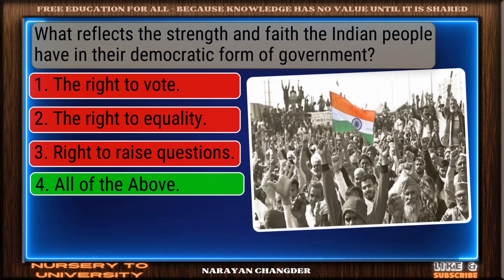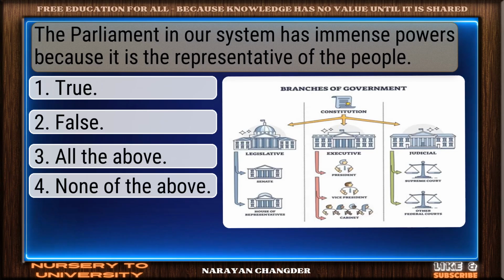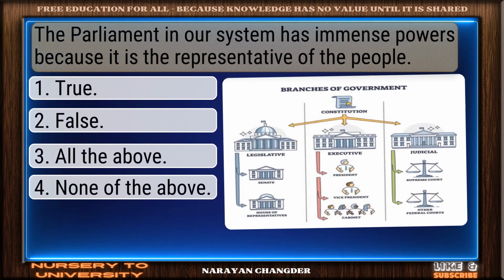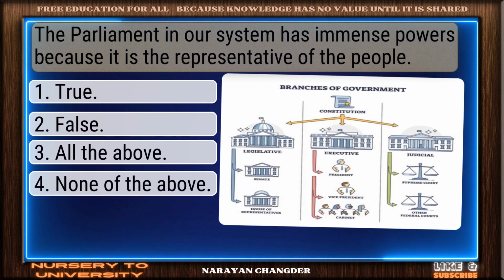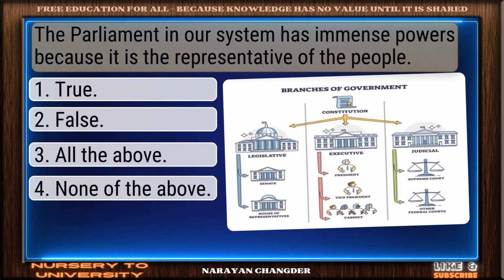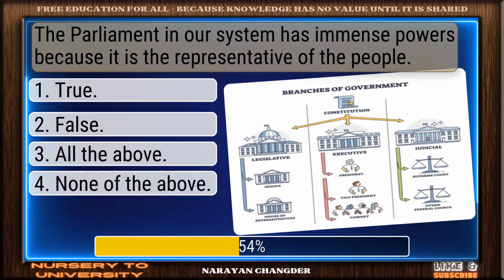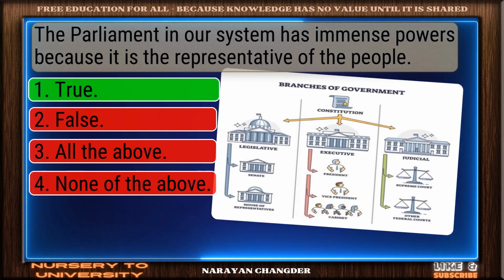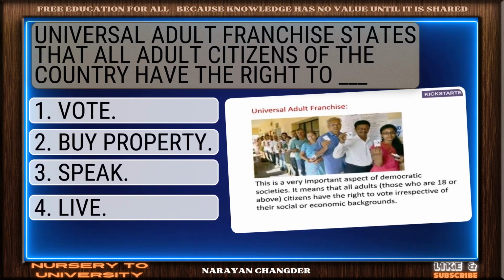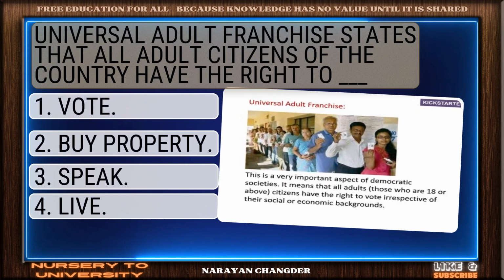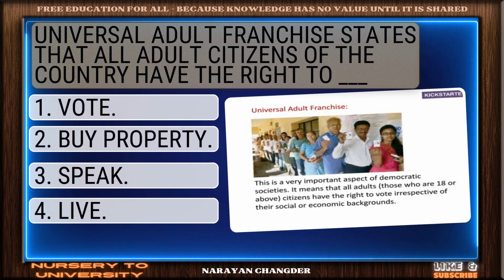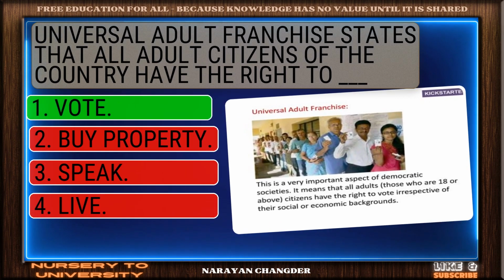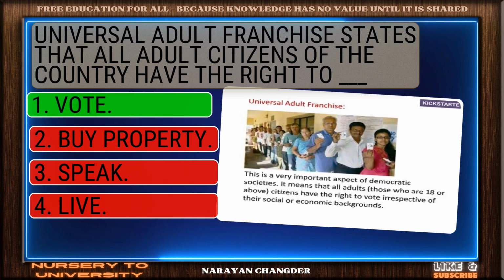Nice work. You chose all of the above, and it is correct. Question number 25. The Parliament in our system has immense powers because it is the representative of the people. Smart pick. True is the correct choice. Question number 26. Universal adult franchise states that all adult citizens of the country have the right to dash. Well picked. Vote is the correct answer.